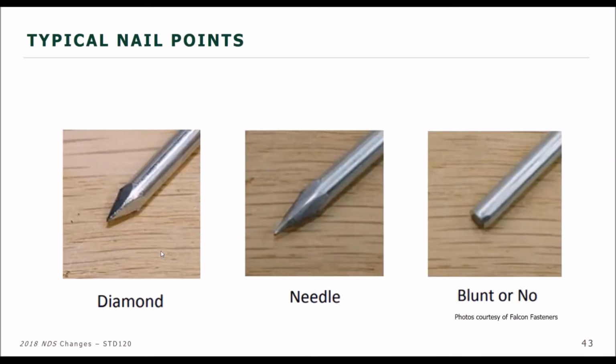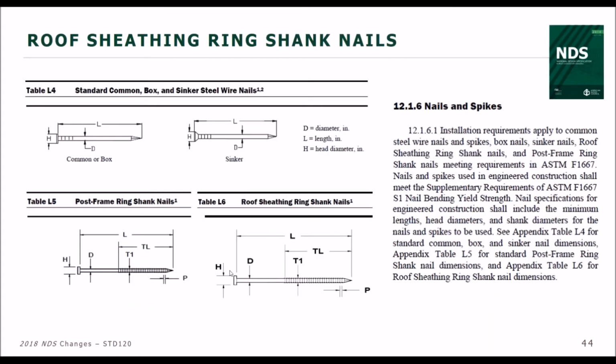Then we've got different tip configurations, if you will. And the important thing here is that the length of the nail for both lateral and withdrawal includes the tip, but when you're calculating lateral capacity, for example, you need to exclude half of that tapered tip. And so it's one of the things you need to be aware of, and why we show in the appendix for the geometry of the nail what that tip length looks like.